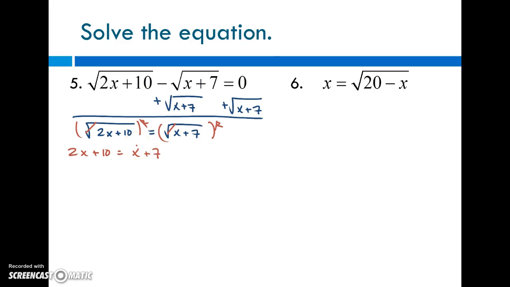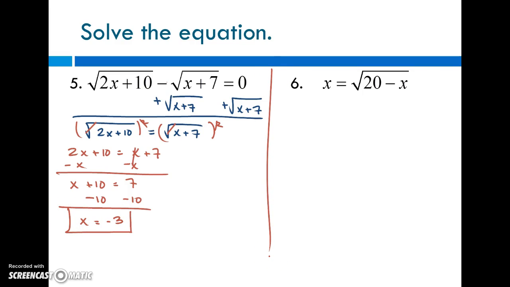Now you have an equation with variables on both sides, so I'm going to go ahead and collect the variables all on one side. So I'm going to subtract x and subtract x. I have x plus 10 is equal to, these cancel out, 7. Now to get x by itself, I will subtract 10, and I have x is equal to negative 3.